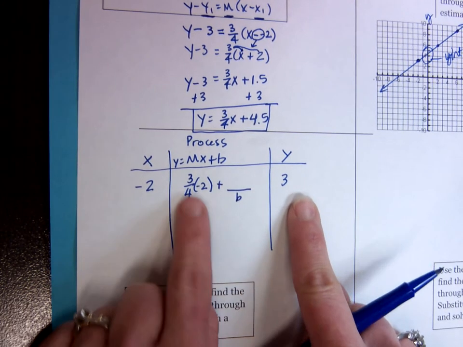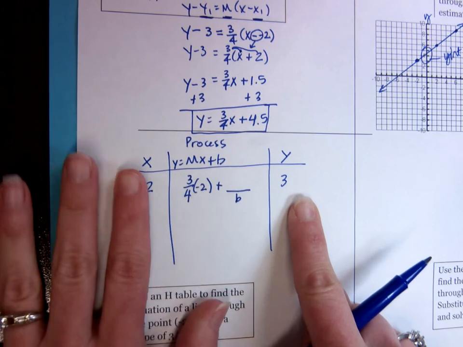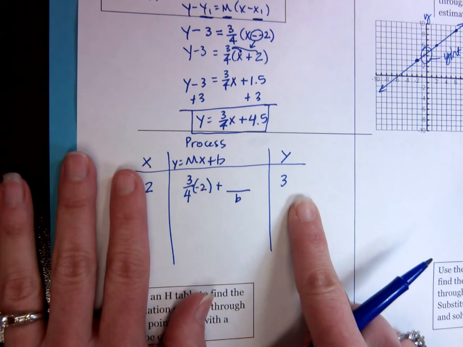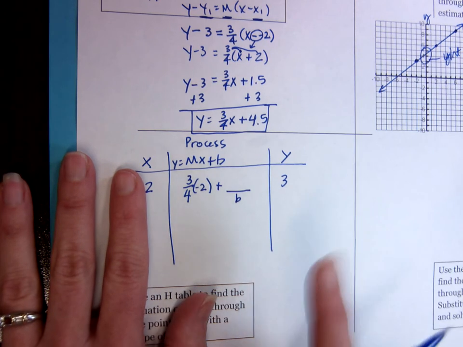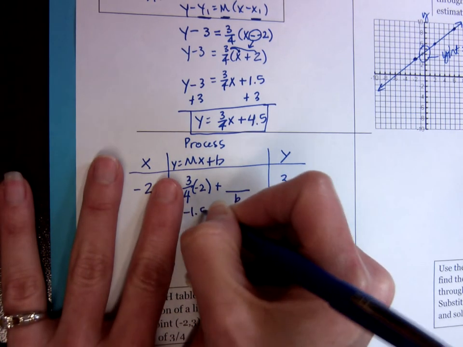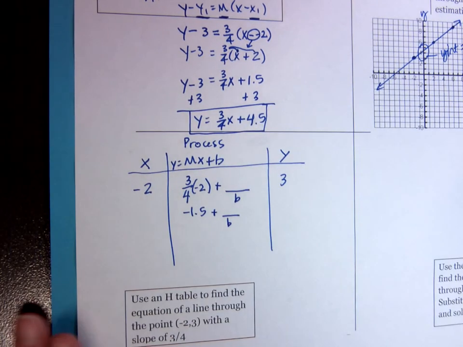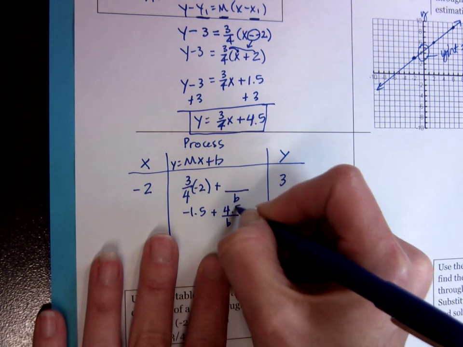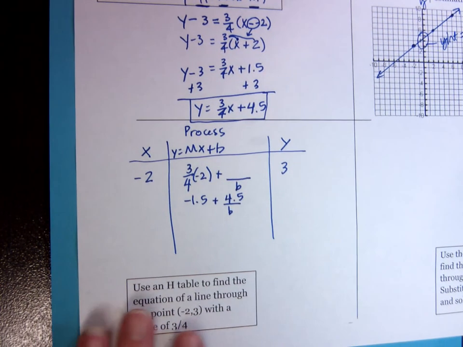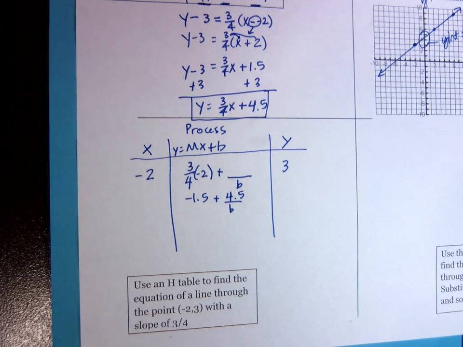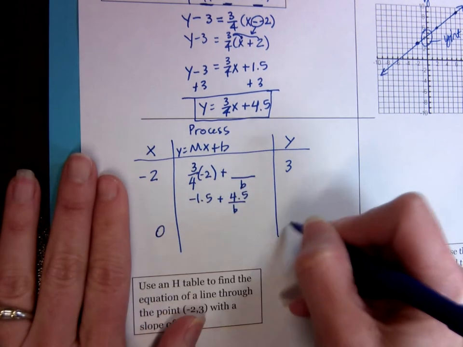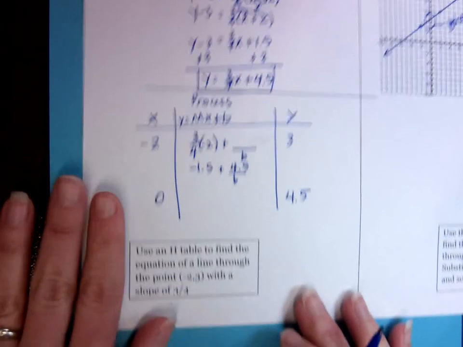So what is 3/4 times -2? -1.5, right? So plus what will give you 3? 4.5. So we think that 4.5 is our b, right? How do we write that as an ordered pair? 0, 4.5.